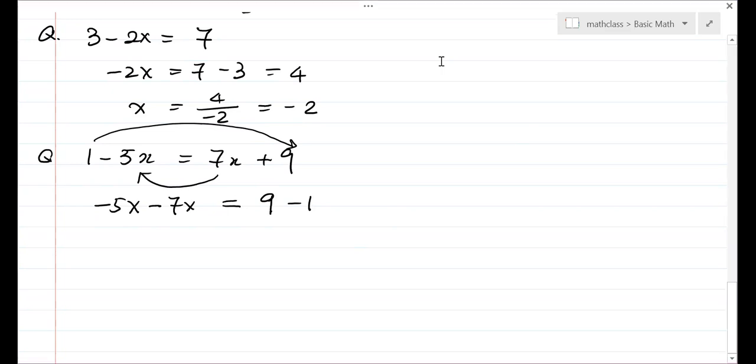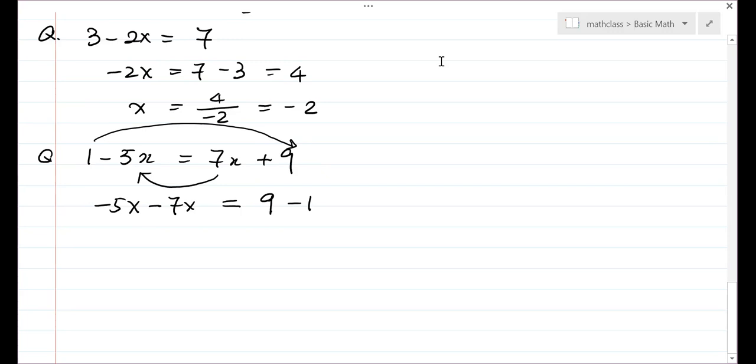Yeah, you moved alike terms together. So 7x should be moved to the left-hand side. 1 moved to the right-hand side. Okay. Then you change the sign. So 7x becomes -7x. So -5 minus 7 is what? -5 minus 7. Negative 12. Does x equal 20? -5 minus 7. What is the answer?